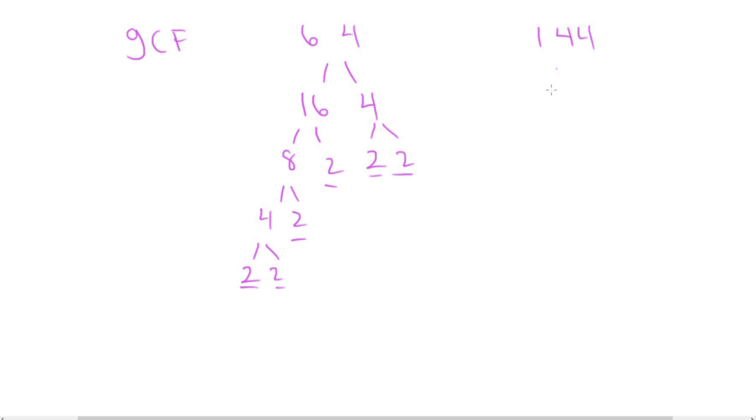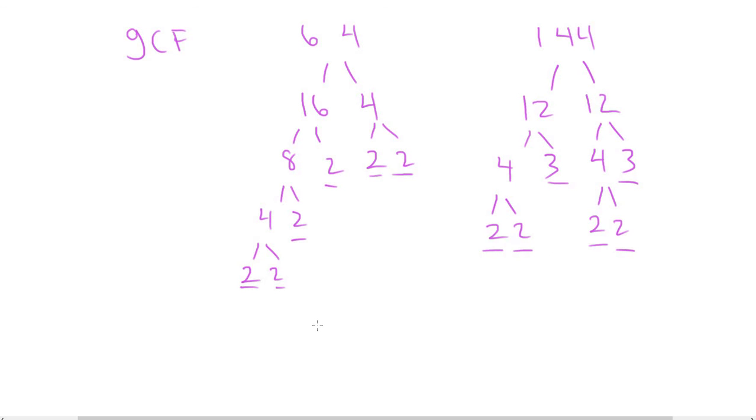Now, let's look at 144. That's 12 times 12. 4 times 3, and 4 times 3. The 3s are both prime. 4 is 2 times 2. My common factors are four 2s on each. So my GCF is 2 times 2 times 2 times 2, but that's 16. So my GCF for this one is 16. Still, 16 divides into 64 and 144 evenly.